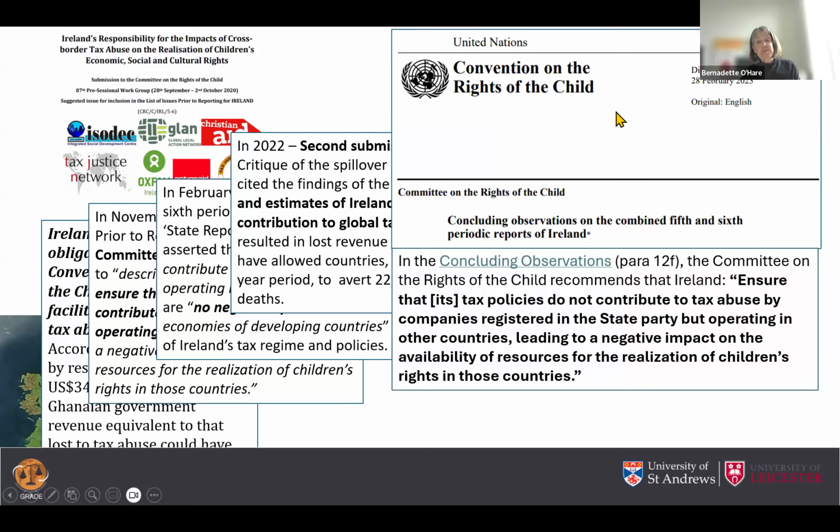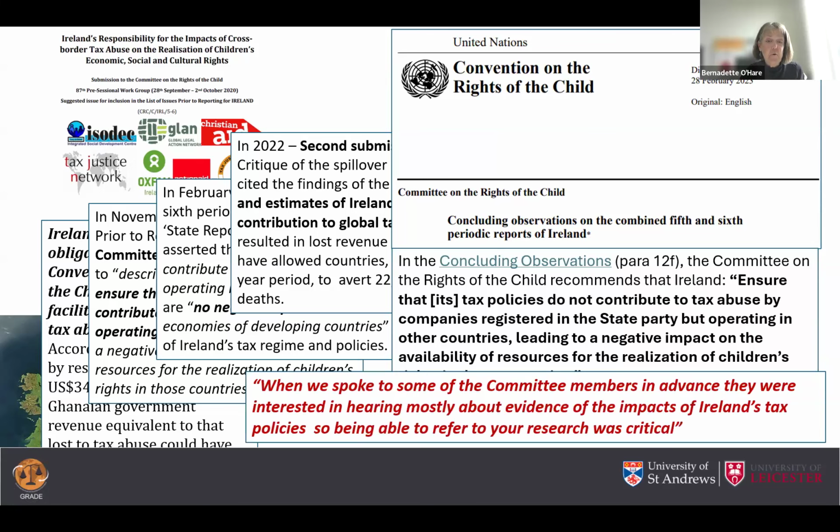And as a result, the committee then, in their concluding observations in 2023, asked Ireland to ensure that its tax policies don't contribute to tax abuse by companies registered in Ireland but operating in other countries, which might lead to a negative impact on the availability of resources for the realisation of children's rights. And this is not the end of the story.